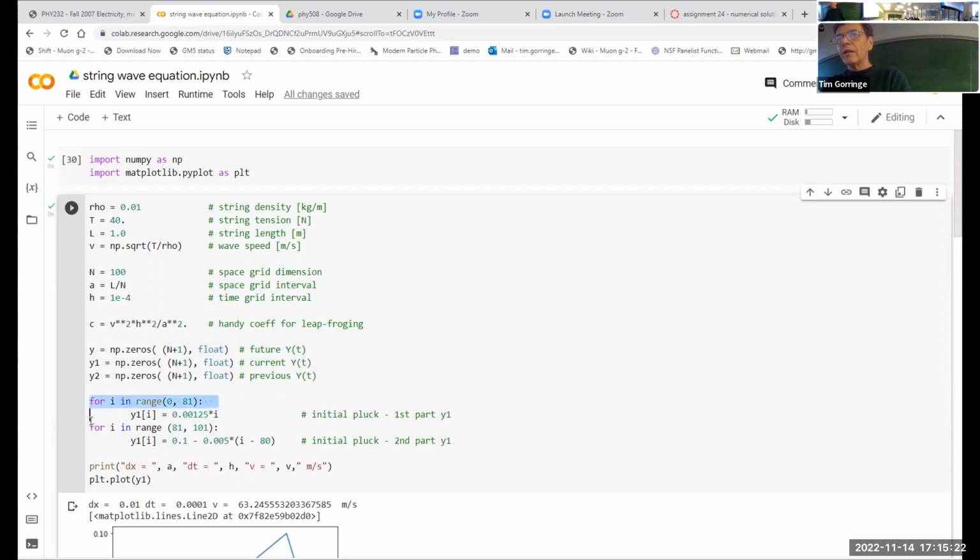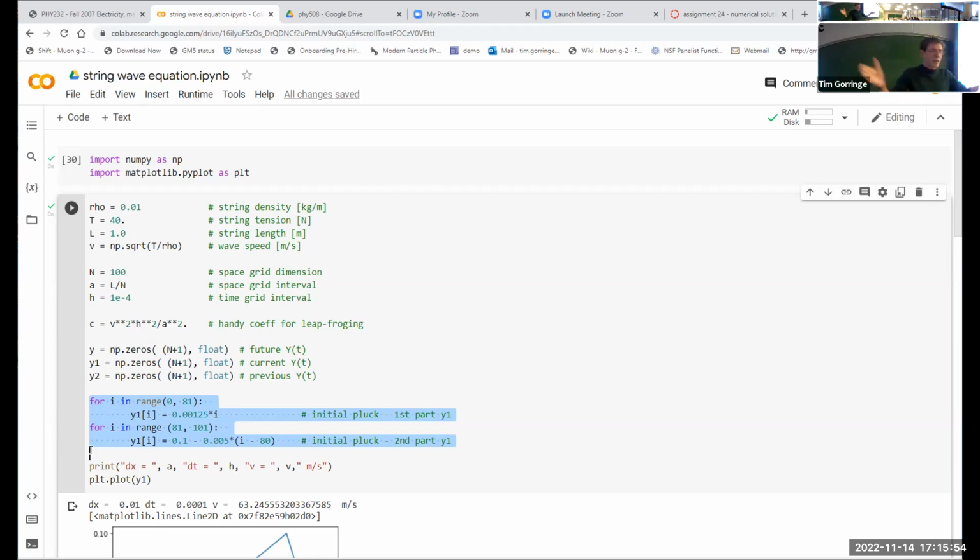And then here, I wanted to pluck the string. I don't want to make it like a sine wave or a cosine wave or something like that, because those are solutions you can read off from an analytical solution. I wanted to pluck it in a way that you couldn't solve this problem analytically, or at least couldn't solve it very easily as an analytical problem.